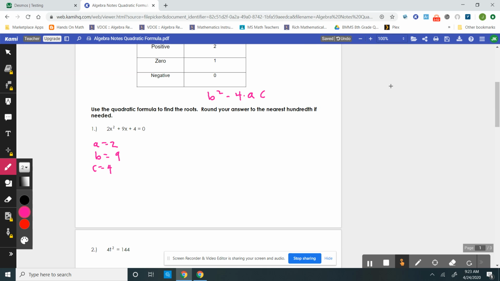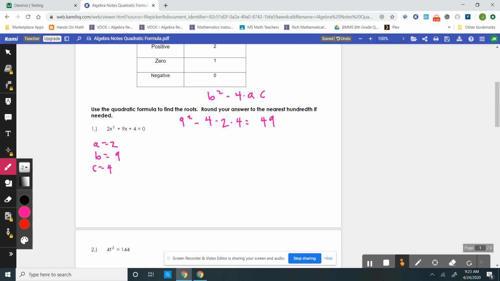So b squared minus 4ac will be 9 squared minus 4 times your a here, which is 2, and then times your c, which is 4. Then you can just evaluate here. You can type that in if you want. It would be 81 minus 32, which will give you 49 for your discriminant. Since you had a positive, that means you'll have two roots.